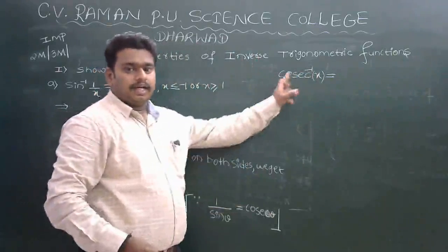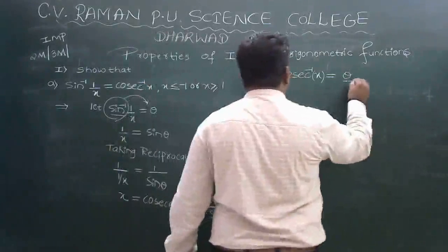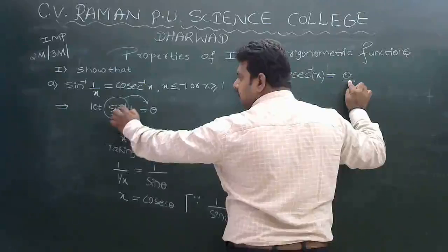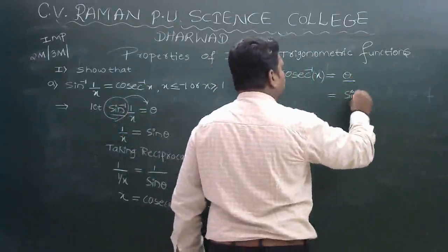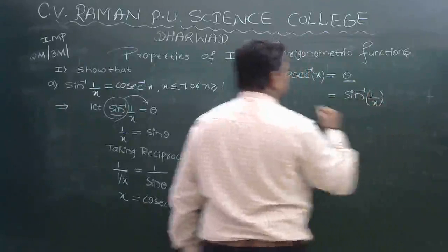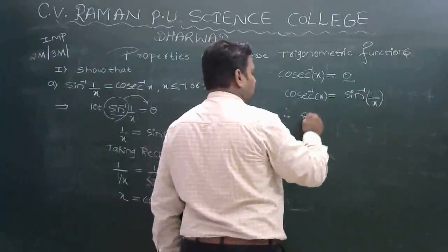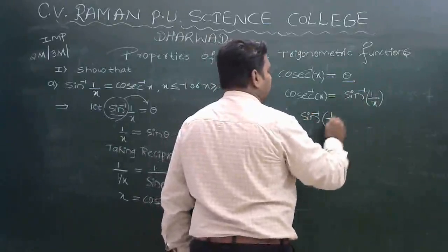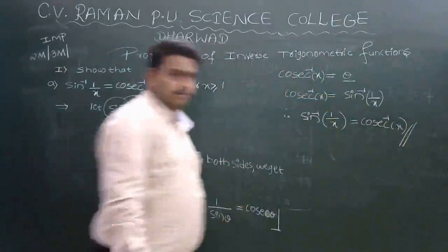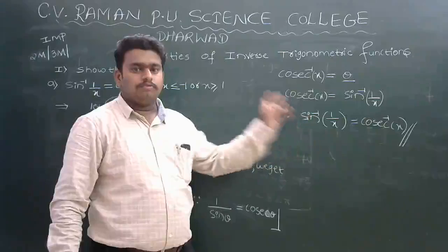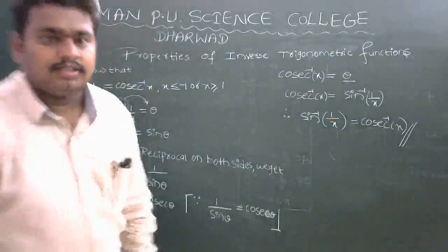Cosecant inverse of x equals what? Theta. What is your theta value? Theta is sin inverse of 1 by x. So I write sin inverse of 1 by x. This is your cosecant inverse of x. Therefore, sin inverse of 1 by x equals cosecant inverse of x. This is the proof. This is a question that can come for 2 marks. Got it? Yes. We'll go for the next property, that is the second one.